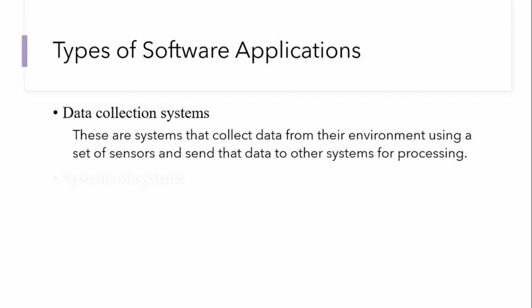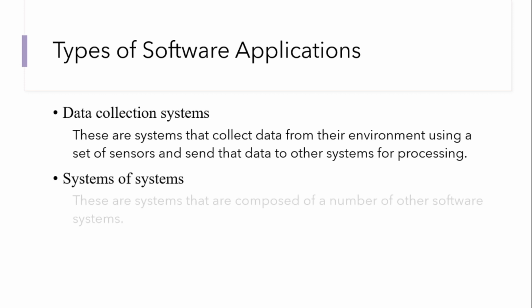So the next one is a system of systems. These are systems that are composed of a number of other systems. So when you combine the various systems we've mentioned together, when you combine two or more of them, then we get a system of systems. So we can talk of an ATM system, which consists of an interactive transaction-based embedded system, a data collection system, and many more.